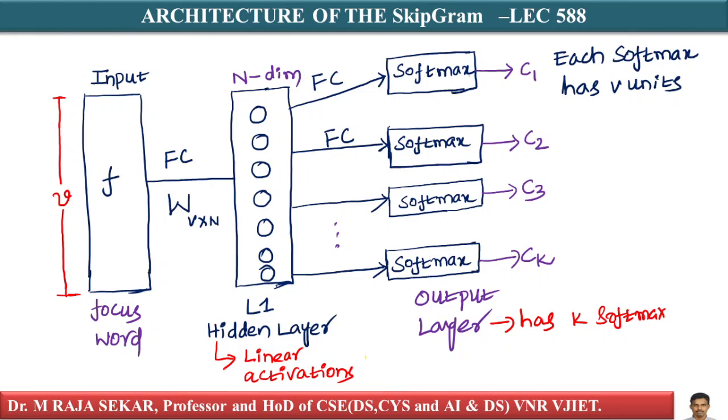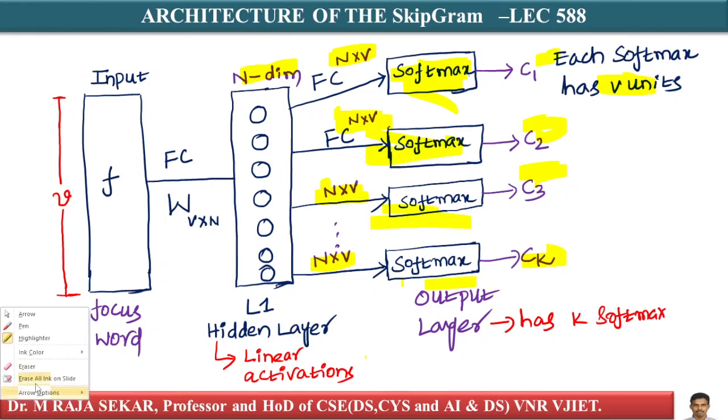So this is n cross V. If you observe carefully, why is it an n cross V matrix? What is the input size here? This is n dimensional, therefore n. What is the size of the softmax? The size of softmax is V. Therefore, this is n cross V, this is n cross V, this is n cross V. How many such n cross V's are there? There are K outputs, K softmaxes.